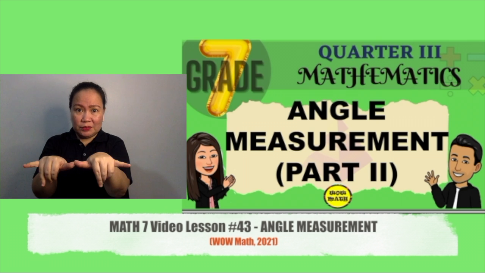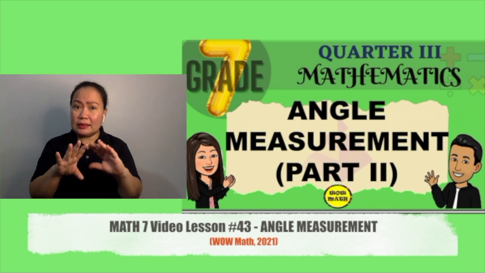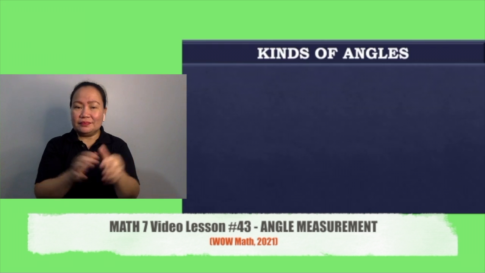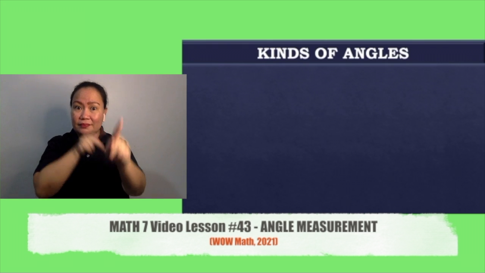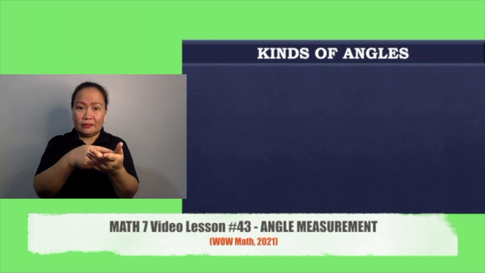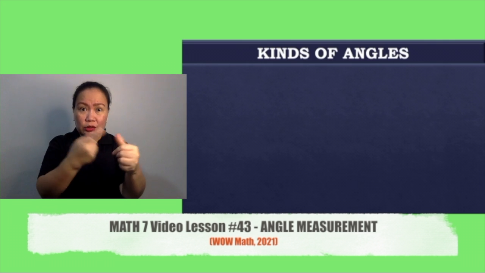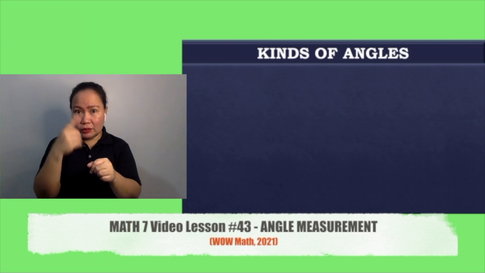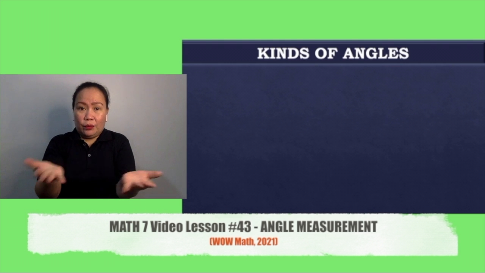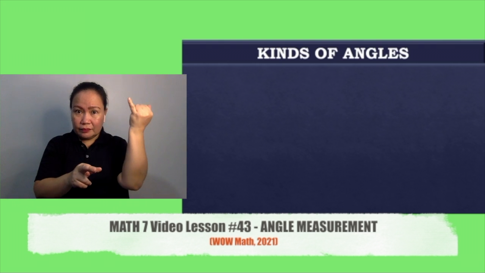So, ito po yung part 2 kung saan didiscuss natin kung paano mag-measure ng angle. So, let's start. Let us recall the kinds of angles. Ito po ay na-discuss ko po sa part 1: the kinds of angles, how to name the angles, what is an angle. Dapat po napanood muna natin yung part 1 para maintindihan po natin ang pag-name ng angle dito sa part 2, kung saan i-measure na po natin ang angles. So, recall natin yung concepts ng kinds of angles.